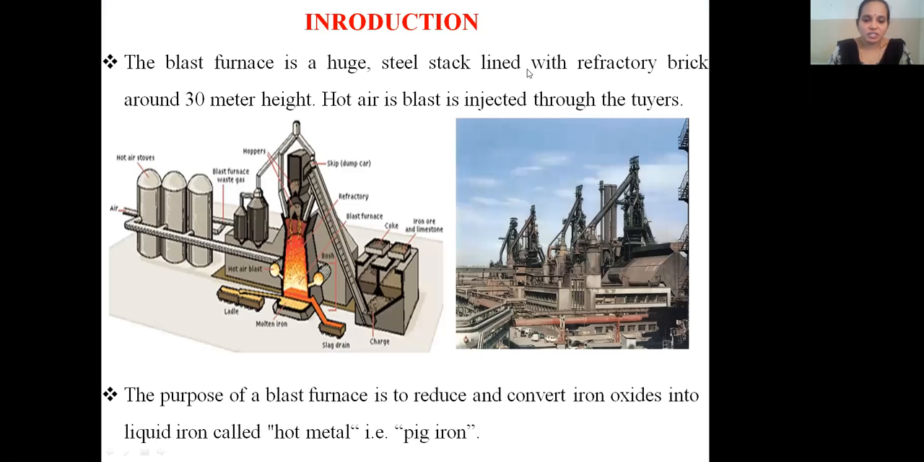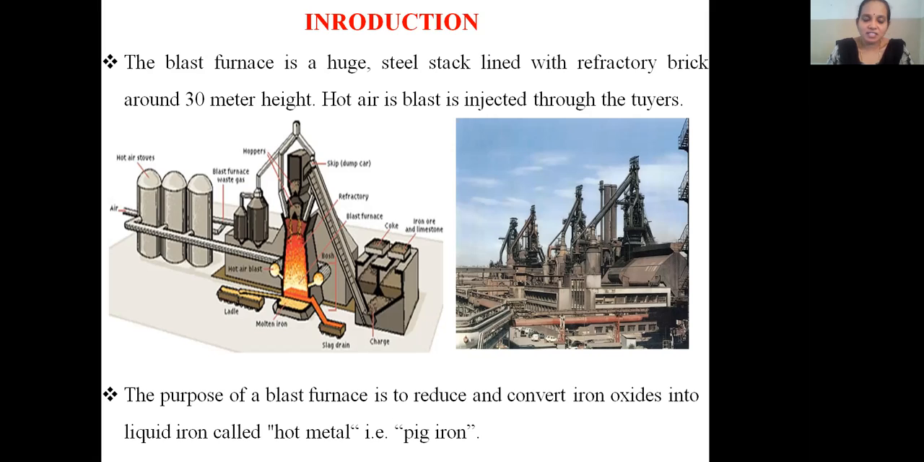So, very first, introduction. The blast furnace is a huge steel stack lined with refractory brick, around 30 meter height. Hot air blast is injected through the tuyeres. Iron, especially pig iron, is produced by the blast furnace process. So let's know about blast furnace.